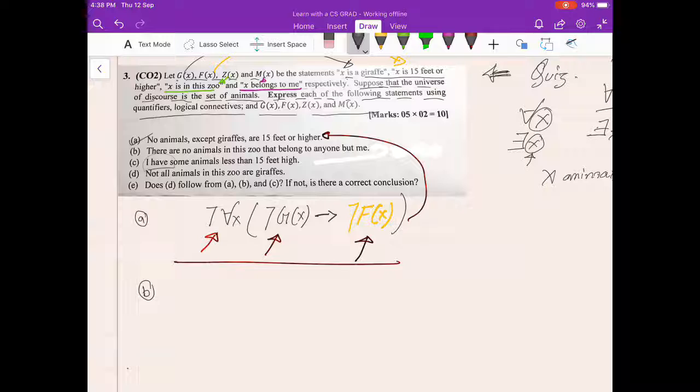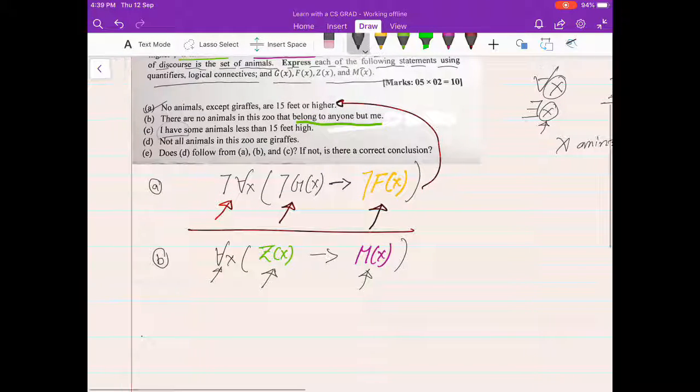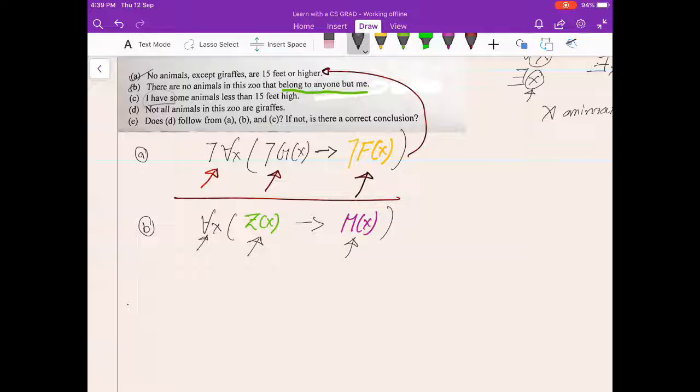Coming to the next question, there are no animals in that zoo that belong to anyone but me. So no animals means all animals in that zoo that belong to anyone. In that zoo is the green one, Z(x), that belongs to anyone but me, which means that belongs to me, right? So that is M(x). So we put an implication sign here. So finally this means that all animals that are in the zoo belong to me, because suppose I'm the owner of the zoo, so all the animals in the zoo would definitely belong to me. So the second one is done.